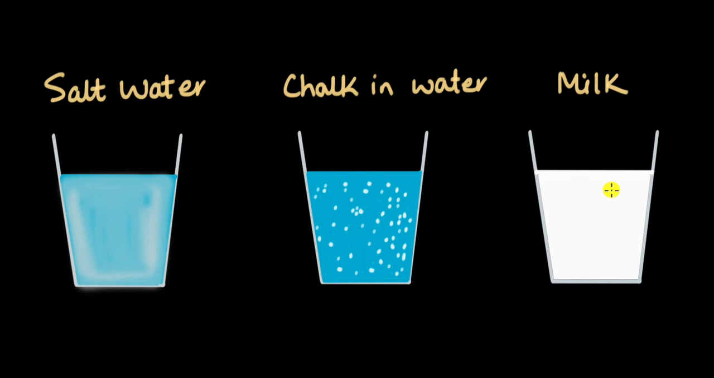Well, you might be thinking we can categorize them as heterogeneous and homogeneous mixtures. Now, what if I tell you that the first mixture is homogeneous, salt is easily dissolved in water, and the other two are actually heterogeneous mixtures. We can see why chalk would be a heterogeneous mixture, but why is milk a heterogeneous mixture?